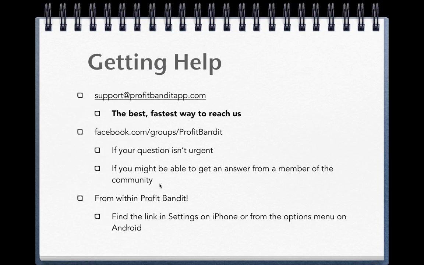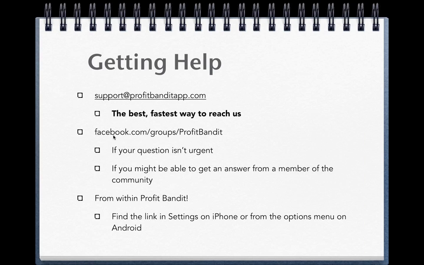And now let's talk about getting help. One of the things that I think makes Profit Bandit great is that you can always get a hold of us, and we do our best to answer every question as fast as we can. If you have an urgent question or something that you really need help with, email us. Email us first. That's what we check first. That's where we respond first.